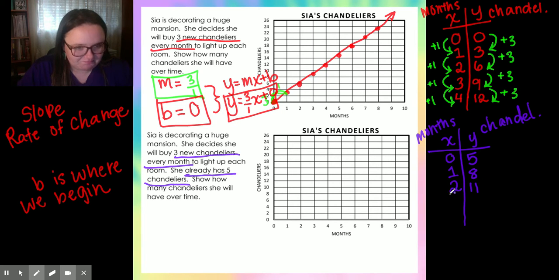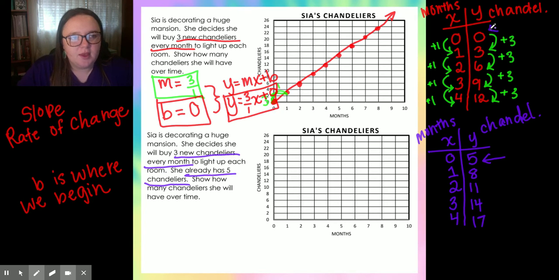11. After 3 months, she bought three more. Be at 14. And it would keep going, right? After 4 months, three more. 17, right? It would keep going up. So let's look at that table. How did that already starting with five change our table? Look at this point right here.